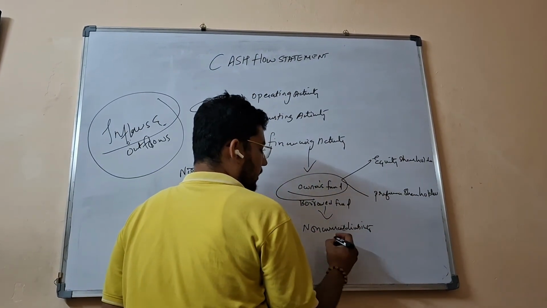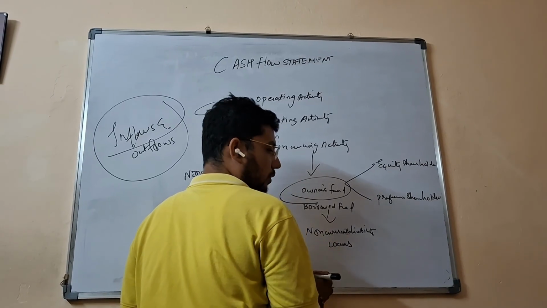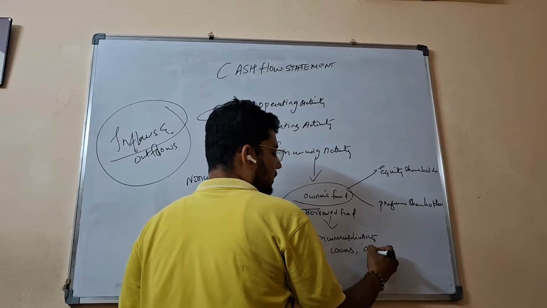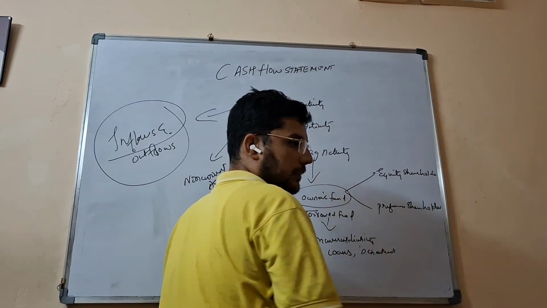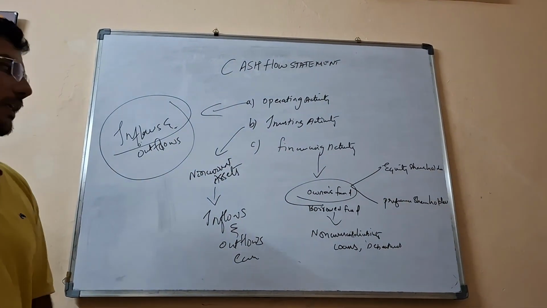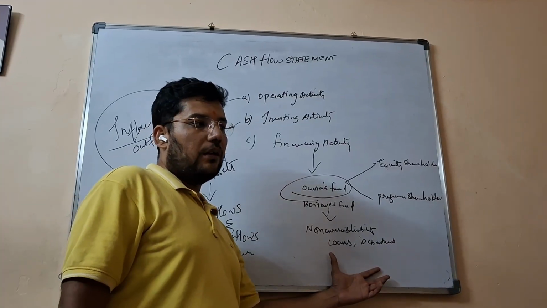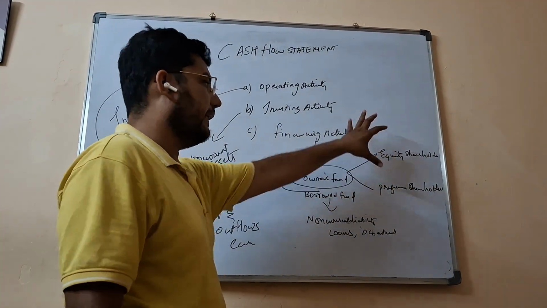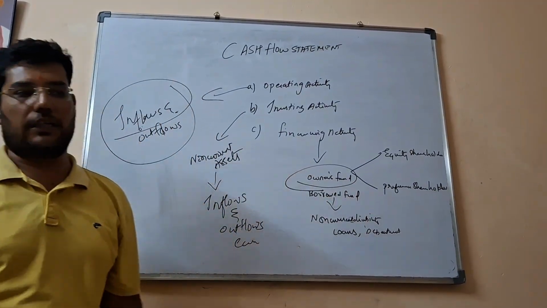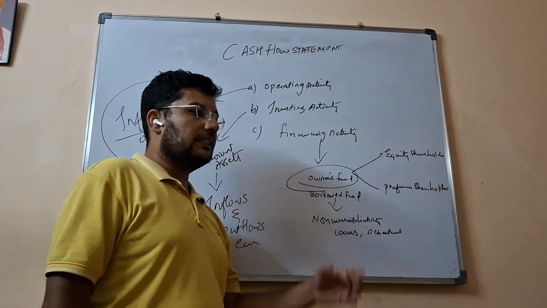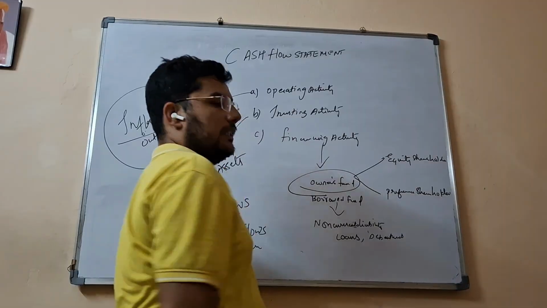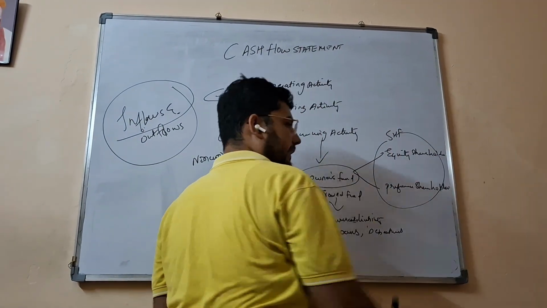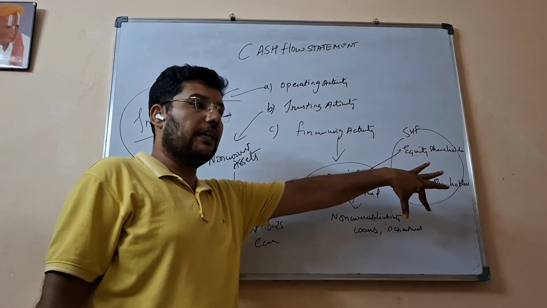That is your loans, your debentures, any borrowings beyond a 12-month period, which are considered my non-current liabilities. So any inflows and outflows relating to this owner's fund and borrowed fund will come in financing activity. Sir, can you tell this as shareholders' fund? No sir, we cannot write shareholders' fund entirely as financing activity.